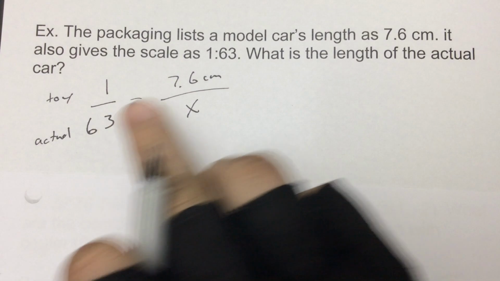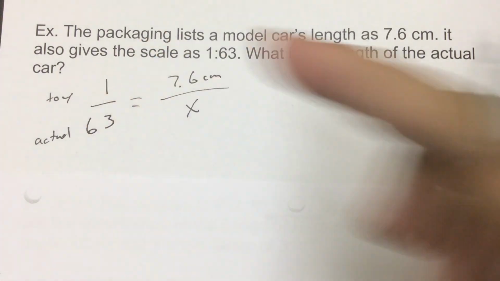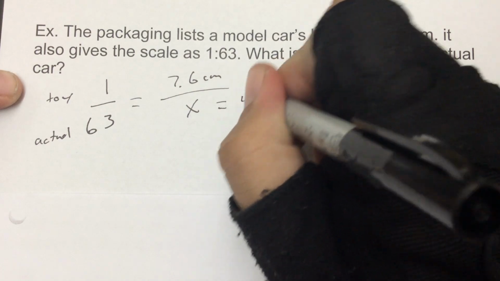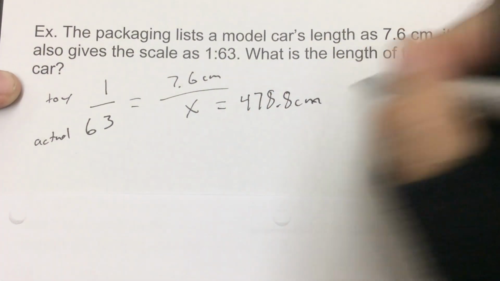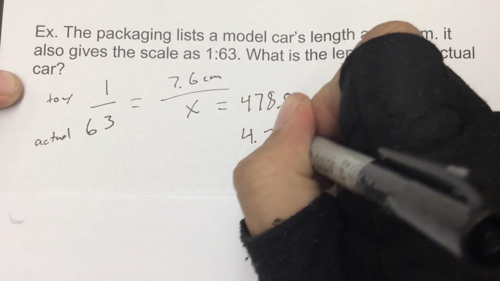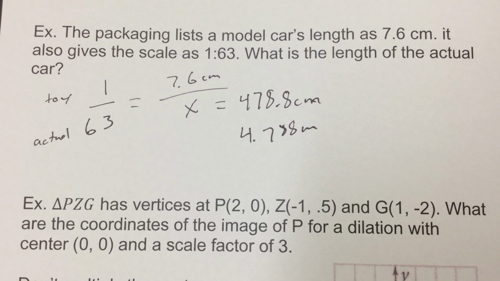So we're going to do 63 times 7.6. And then divide by the 1. Well, dividing by 1 is the same thing no matter what. So x would equal 478.8 centimeters. Now, that's a lot of centimeters, so it would also be 4.788 meters if you want to go that route. Either way, same thing.